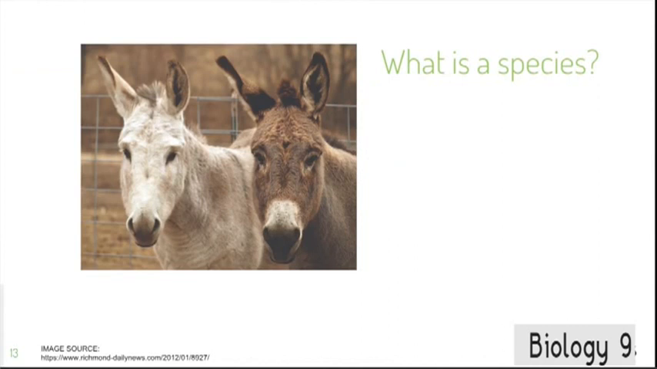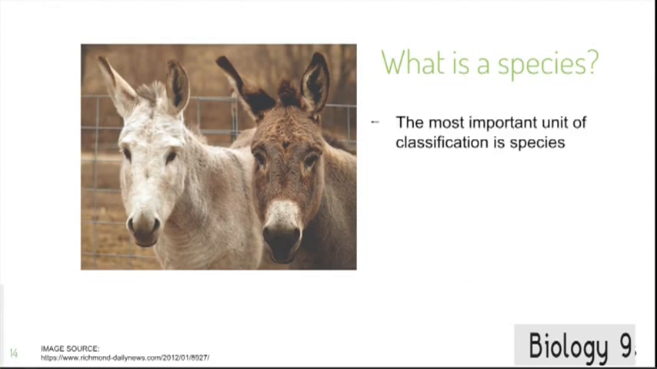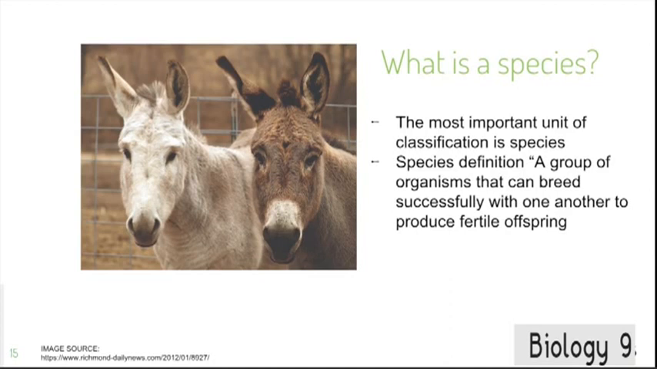So, what is a species? Classifying living organisms is central to understanding the variety of life on Earth. Scientists group organisms together in different ways, as you're going to see in the rest of this chapter. But the most important unit of classification is the species. Species are defined in many different ways, but a common and widely used definition is: a group of organisms that can breed successfully with one another to produce fertile offspring.